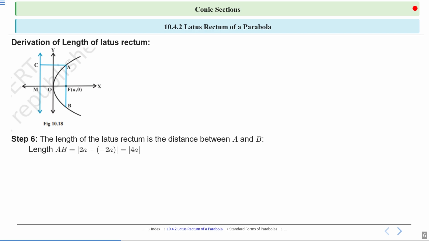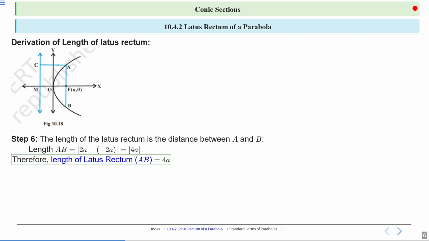So length of AB is equal to the modulus of 2a minus (minus 2a), and this is equal to the modulus of 4 times a. Since a is always positive, this is nothing but 4 times a. Therefore the length of the latus rectum AB is 4 times a. This is the formula to find the length of the latus rectum of a parabola y square equal to 4ax.